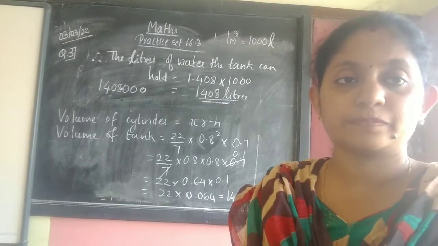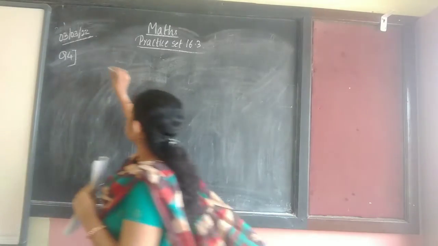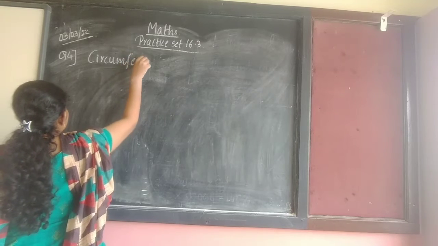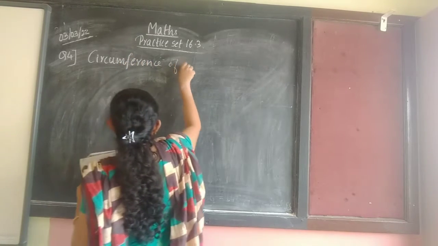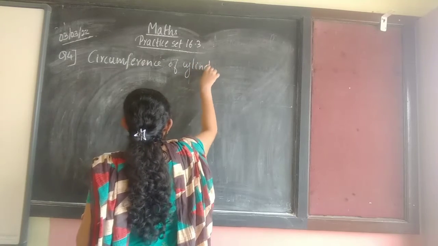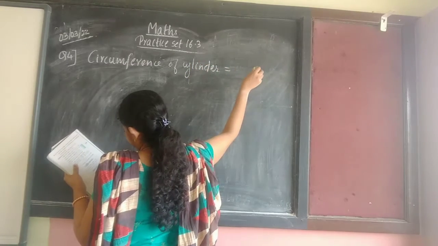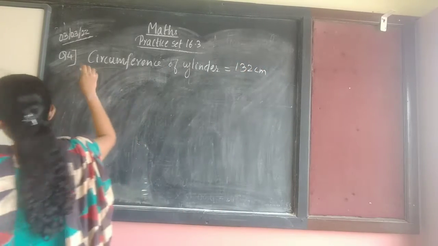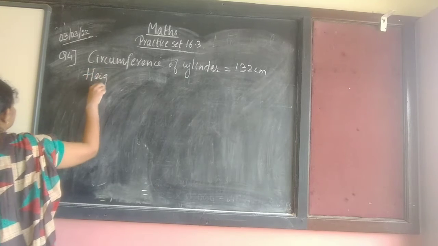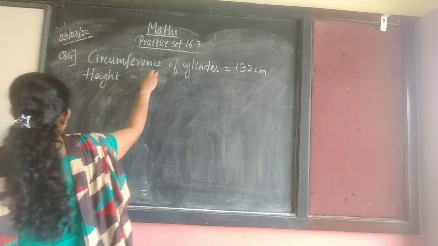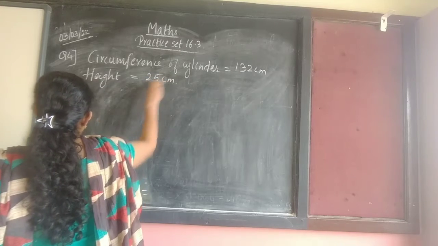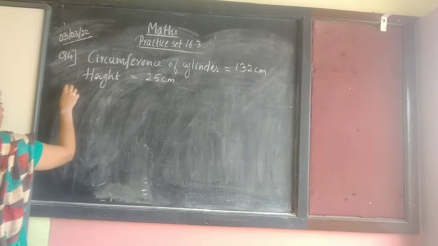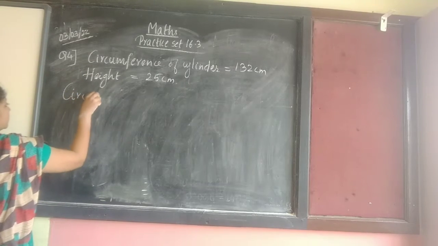So let's solve it. First, what is given, that we are going to write down. Circumference of cylinder is equal to 132 centimeter. Height is equal to 25 centimeter. What else do we have to find out here? Apply the formula.